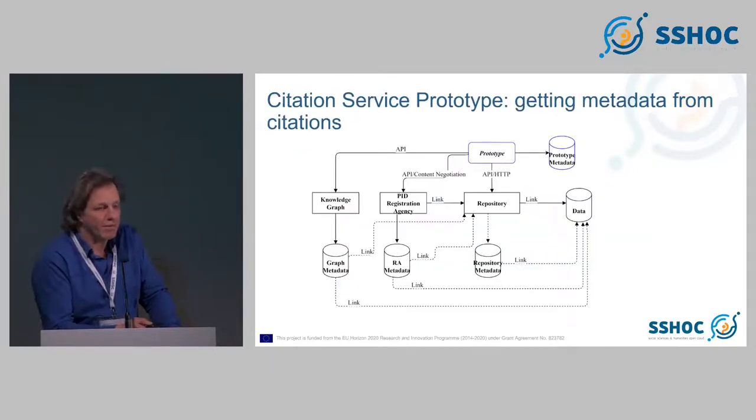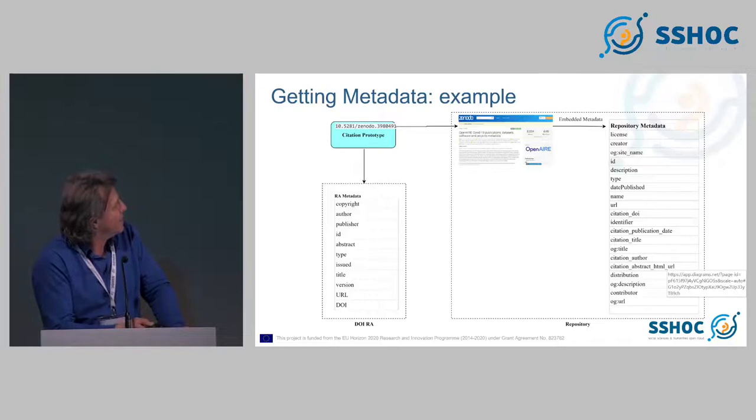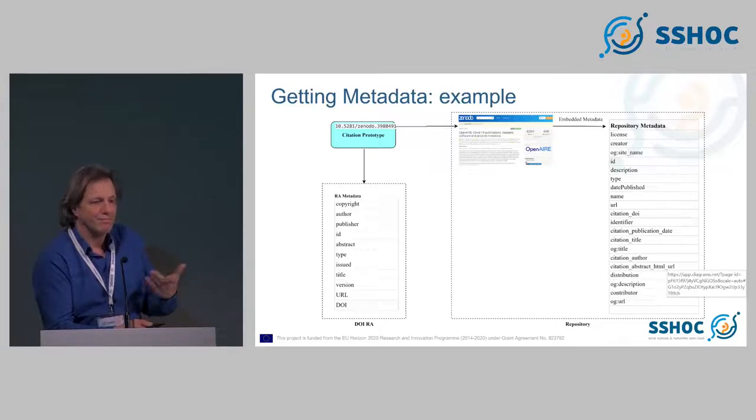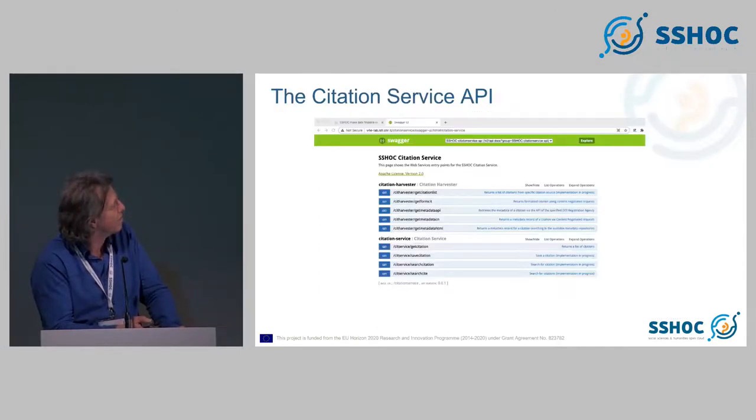You have an idea of the architecture of this prototype, but it is not the subject today. And then you can see, for instance, we get information from the registration agency, and we get information from the landing page. And you can see sometimes it's not the same. And sometimes we get other information from the API. So this is something which was unexpected for us, but this is something we need to address, and we try to address that with the prototype.